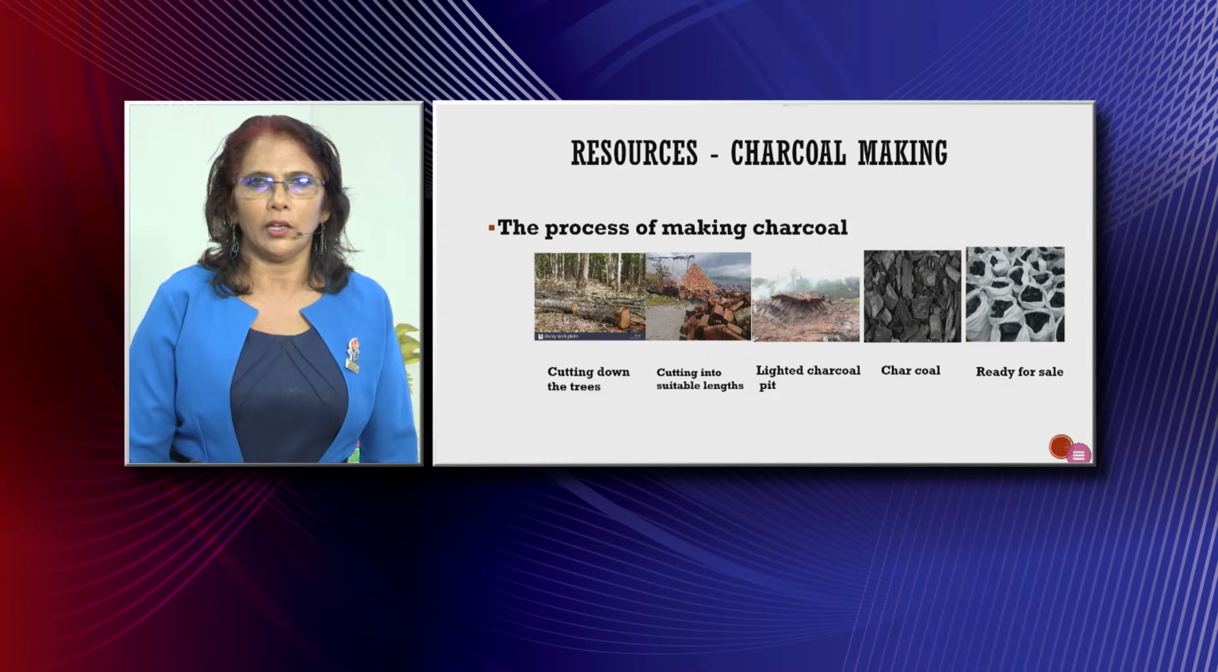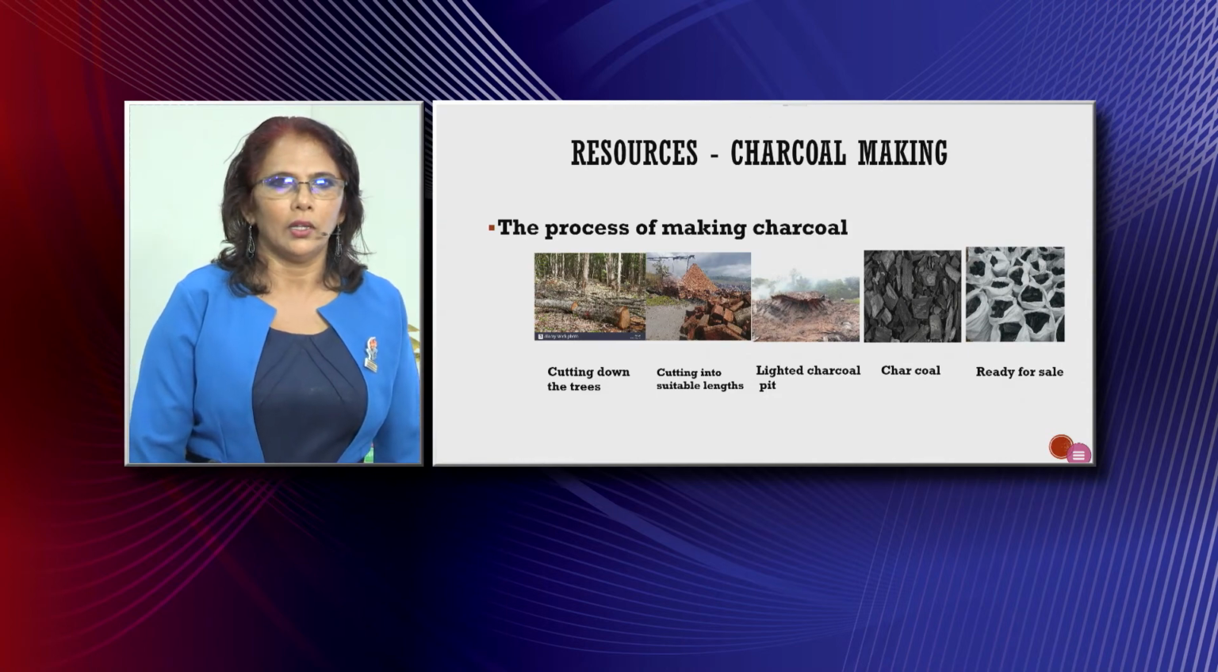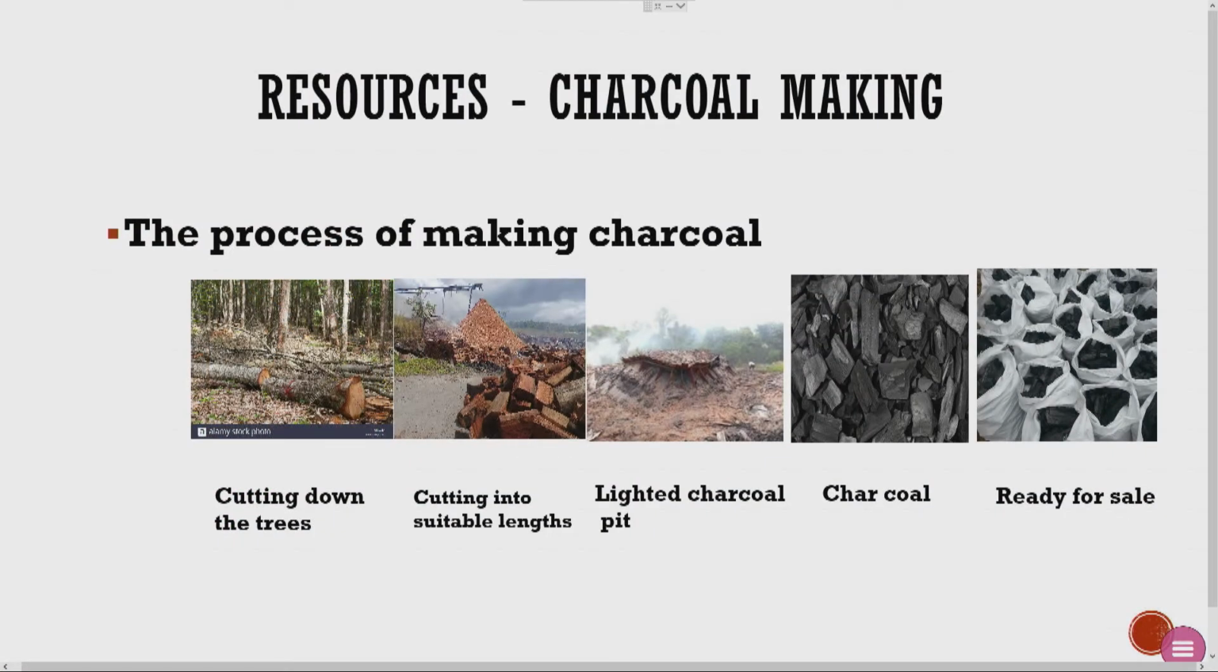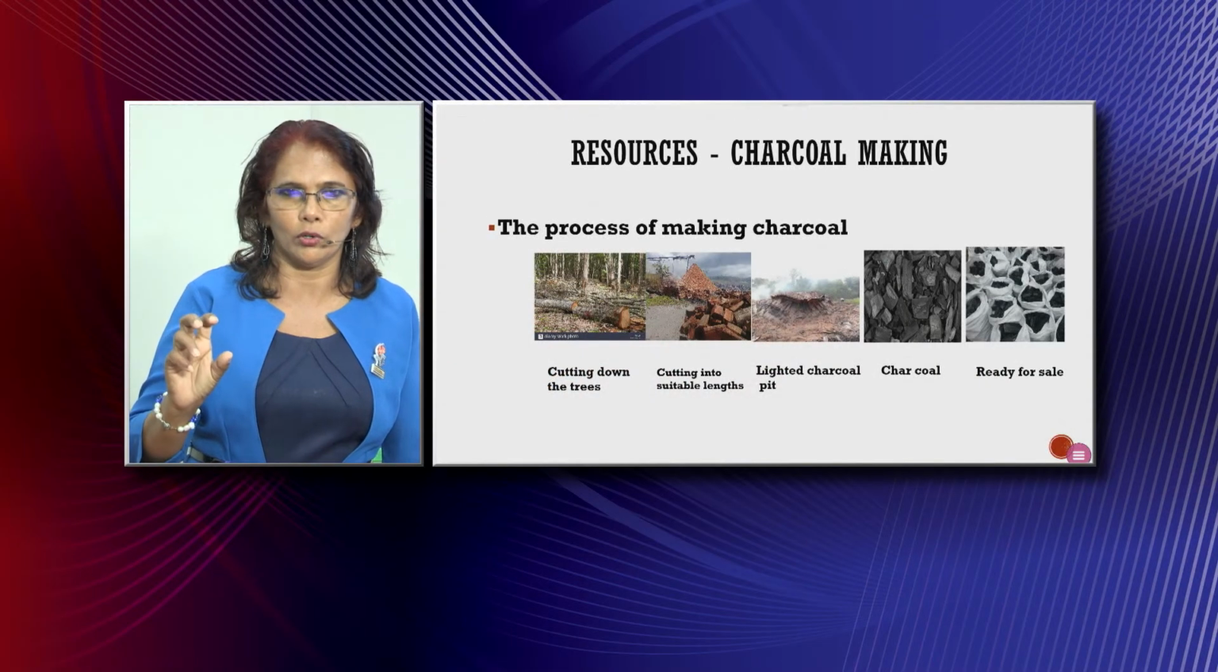The process of making charcoal. We can see in our first picture, we have the cutting down of the trees. They cut down the trees. Cutting into suitable lengths, you have the blocks of wood there that are to be burnt. We have the lighted charcoal pit. Then when it is finished burning, we have the charcoal. Then we have it packaged into bags for sale. So that is the process of charcoal.